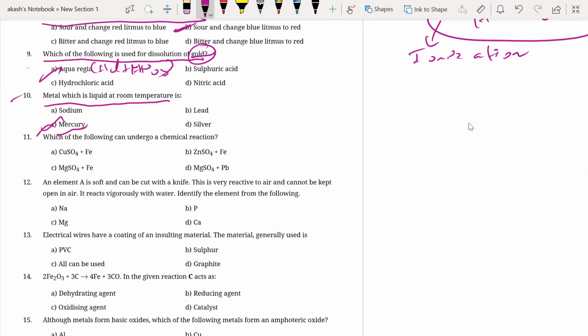Next, which of the following can undergo a chemical reaction? I think they're asking about displacement reaction. Now look at the options, all the options A, B, C, D. Some salt is there, some metal is there. So we know displacement reaction will happen if the metal is more reactive than the metal in the salt. Think about this and tell me what will be the answer.